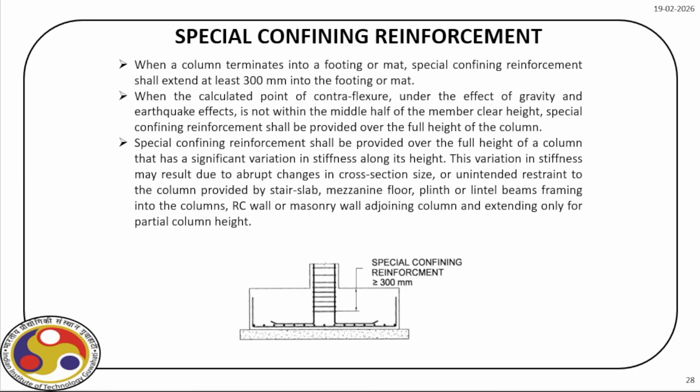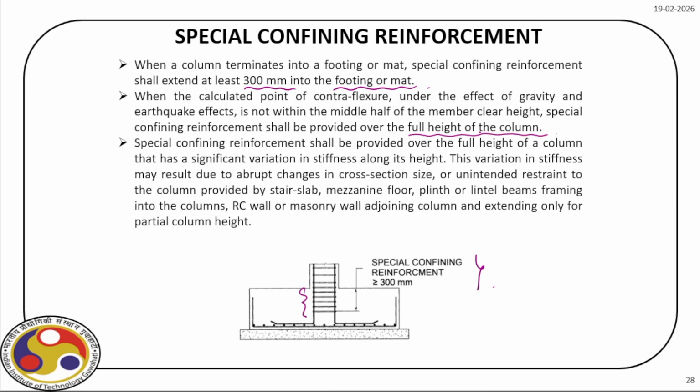Right. Finally, special confining reinforcement for the footing and the column. So let us see what are the guidelines. When the column terminates into a footing or mat, special confining reinforcement shall extend at least 300 millimeter into the footing or mat. As you can see here, it should be at least 300, if not more than 300. Okay. When the calculated point of contraflexure under the effect of gravity and earthquake effect is not within the middle half of the member clear height, special confining reinforcement shall be provided over the full height of the column.